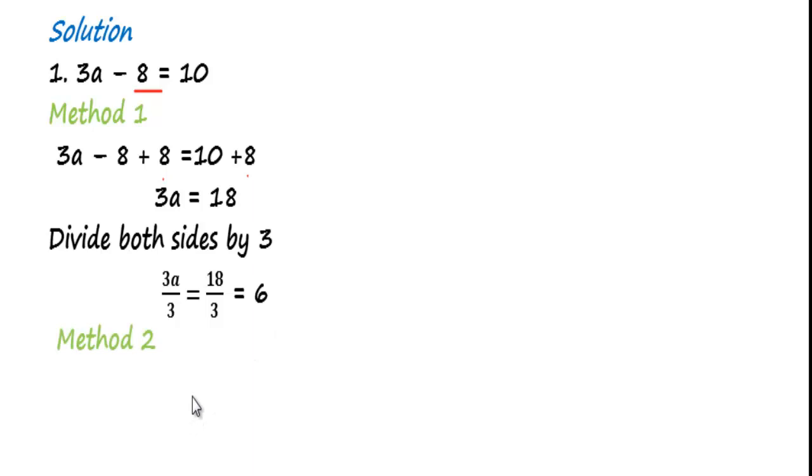So A equals 6. Are you getting this? Let me write it so that you are going to get what I'm talking about. A equals 6 now. Are you seeing it? That's it.